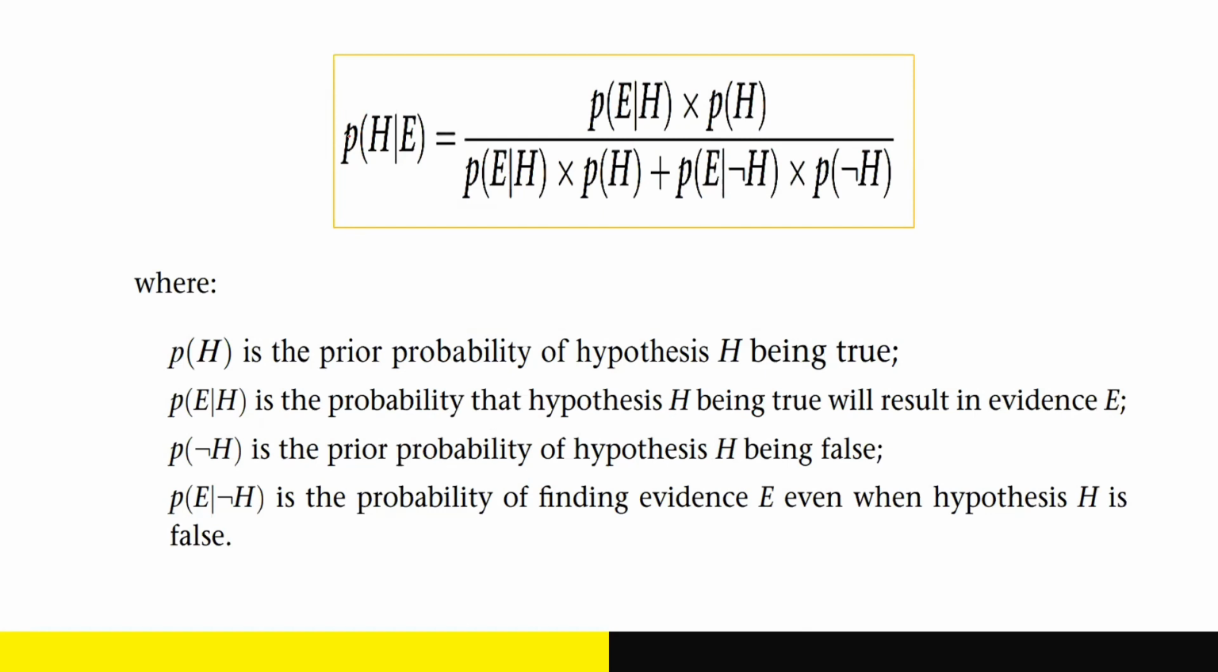So, where the probability of H given E is equal to the probability of E given H, which is the probability that hypothesis H being true will result in evidence E, multiplied by the probability of H, which is the prior probability of hypothesis H being true, divided by the probability of E given H multiplied by the probability of H plus the probability of E given not H, which is the probability of finding evidence E even when hypothesis H is false, multiplied by the probability of not H, which is the prior probability of hypothesis H being false.